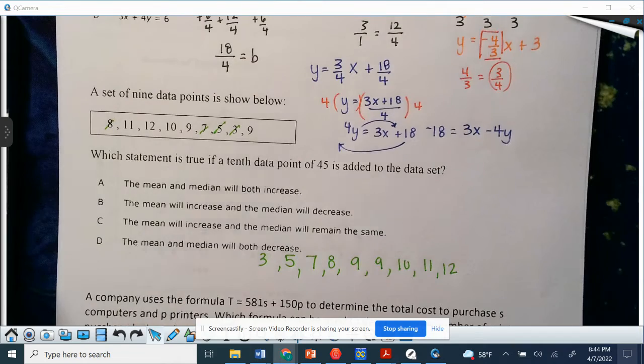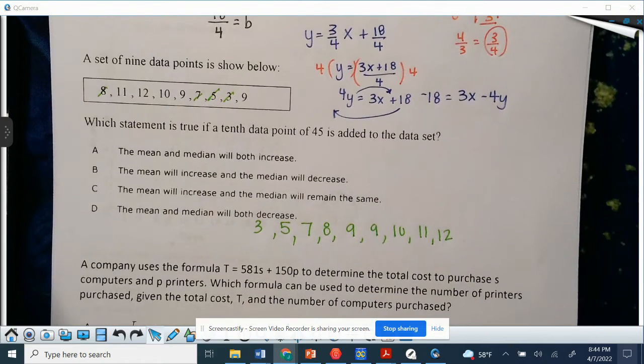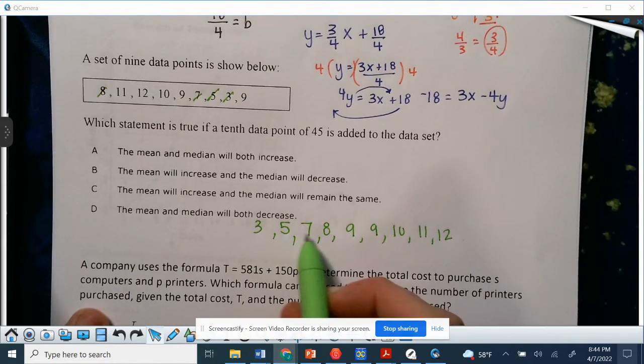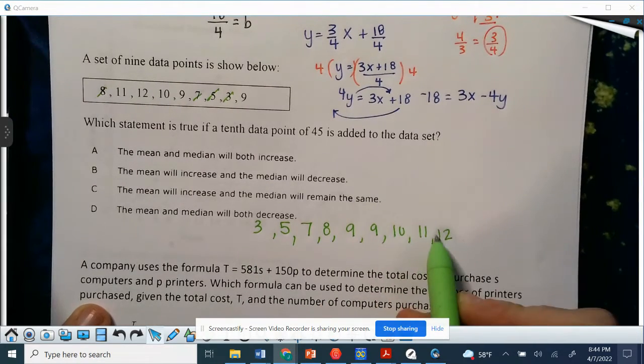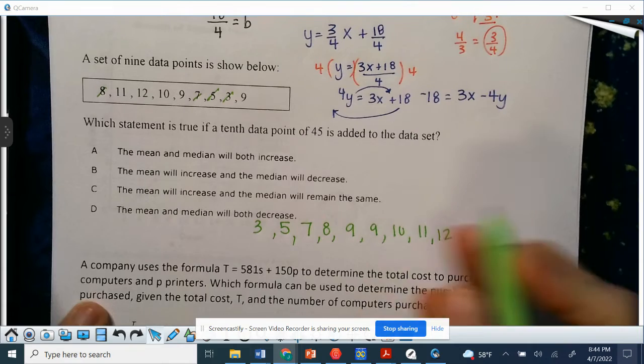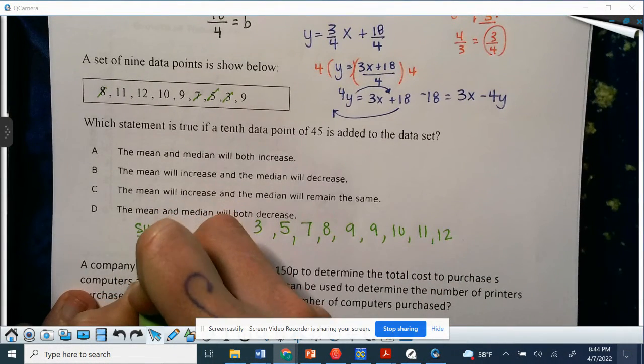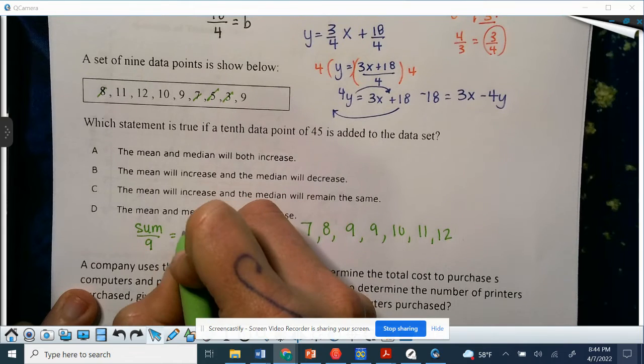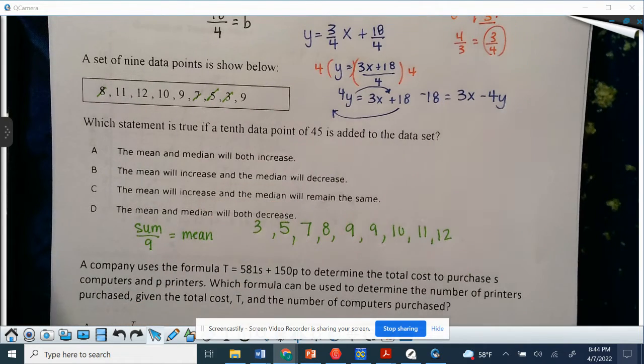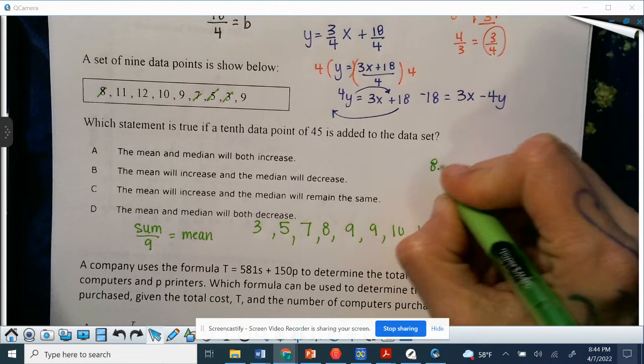You're going to put all that in your calculator in your list 1, or add it all together and divide by the total number of terms. So 1, 2, 3, 4, 5, 6, 7, 8, 9. So if I add them all together and divide by 9, so the sum divided by 9 equals the mean. Or again, put it in your calculator. And in the calculator, the mean is 8.2 repeating.